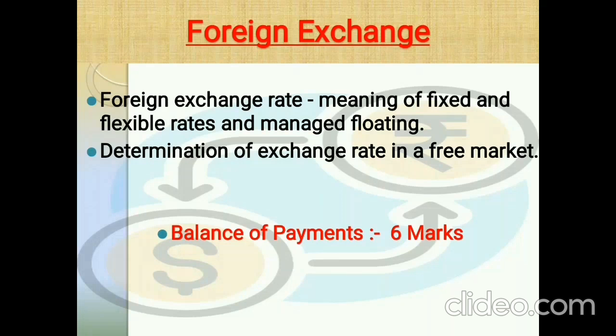Today we are going to discuss the topic foreign exchange from microeconomics, covered under unit 5, balance of payment. In this topic we are going to discuss foreign exchange rate, the meaning of fixed and flexible rates and managed floating. It also covers determination of exchange rate in a free market. The entire unit 5 is allocated 6 marks for the CBSE board examination.